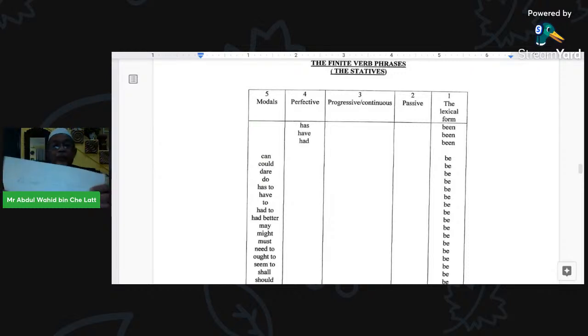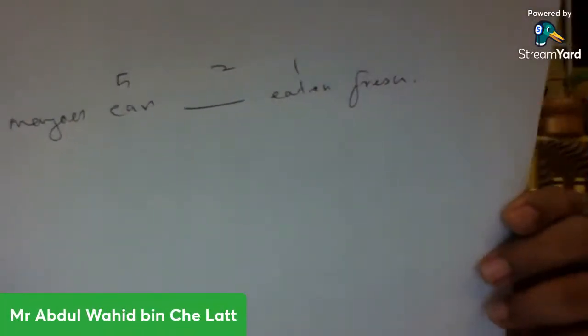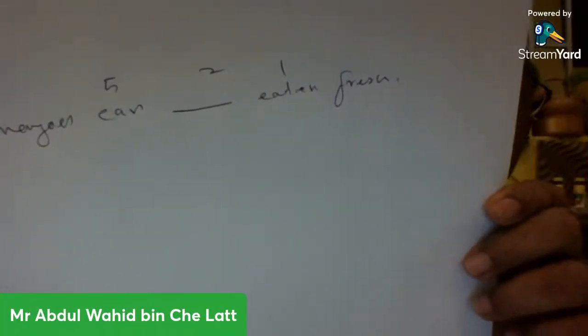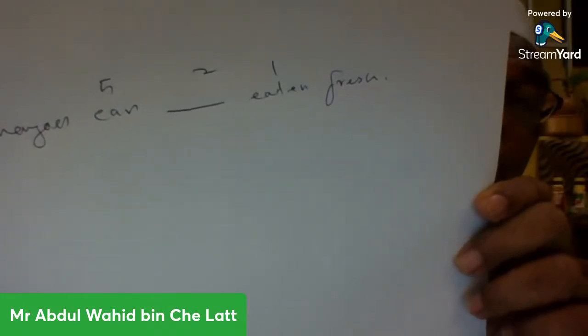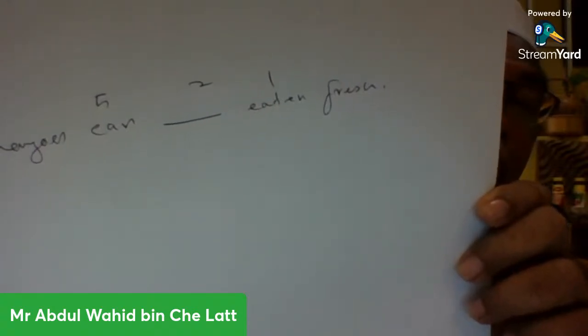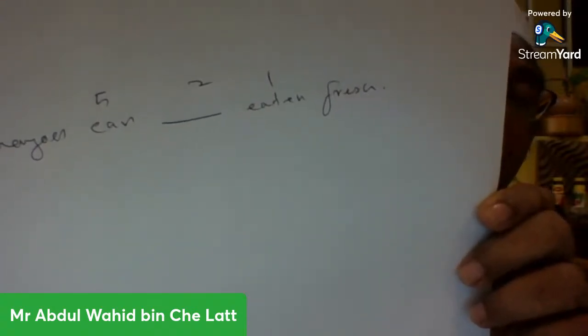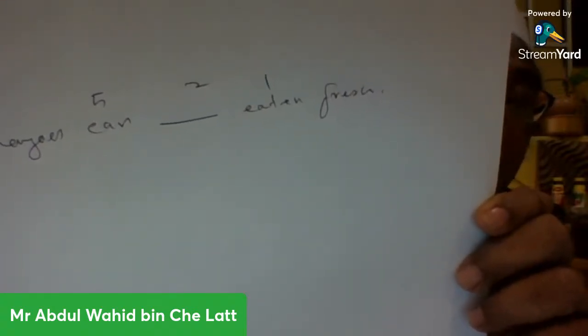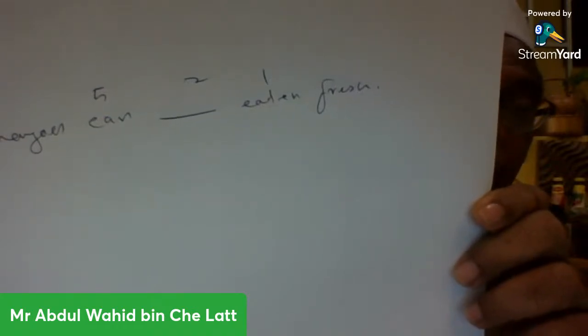Okay, can you look at the screen? So you have sentences like this. Ripe mangoes. Okay, you put can, number 5. You omit the word in the blank there, number 2. Eaten, number 1. Okay, ask the students to fill in the correct auxiliary for number 2. This is for testing purposes.